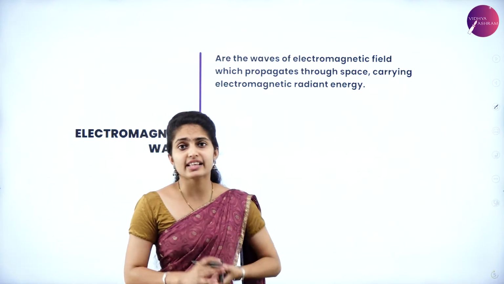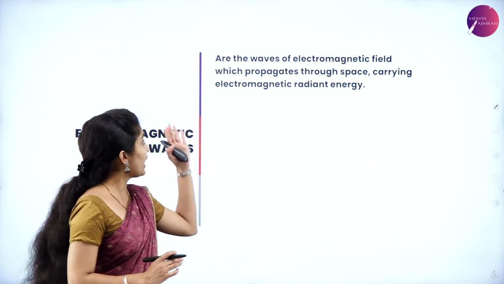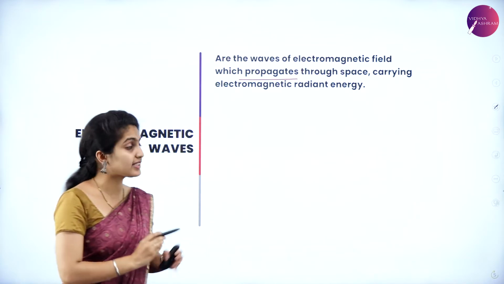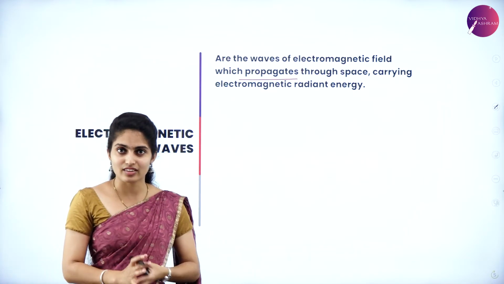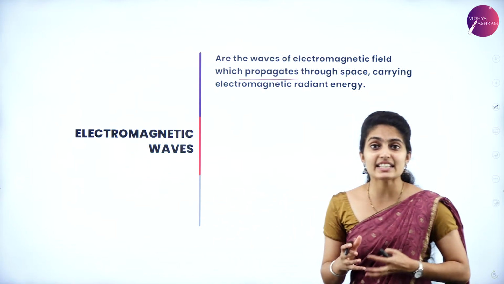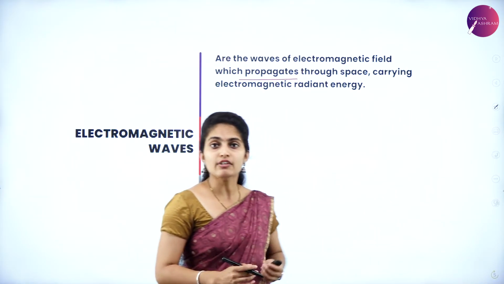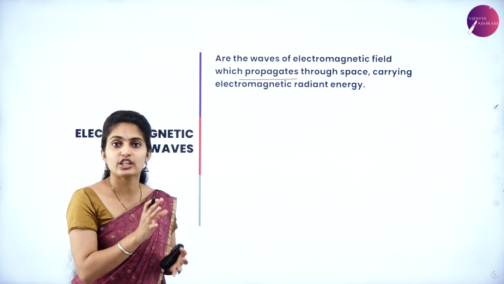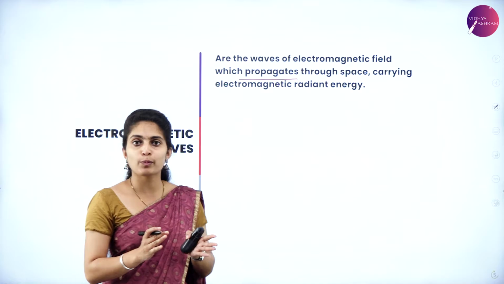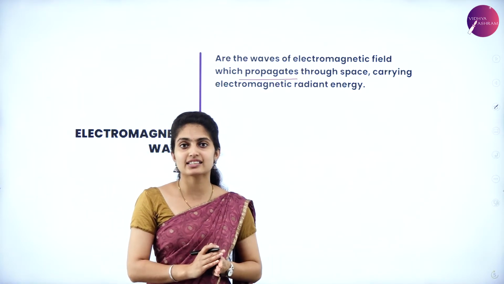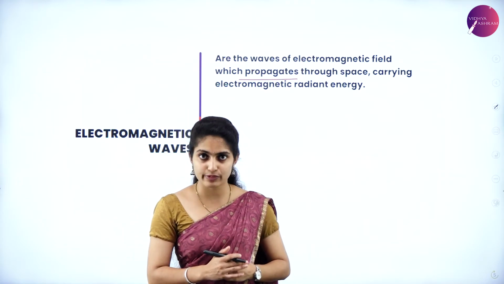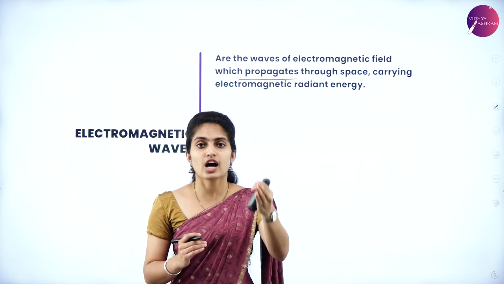So what are these electromagnetic waves? Electromagnetic waves are the ones which propagate through space and carry radiant energy. Okay. So now it is a sinusoidal wave. There is a presence of a sinusoidal wave whose direction of propagation is along the x-axis, and it is also called a transverse wave. Electromagnetic waves are transverse waves.